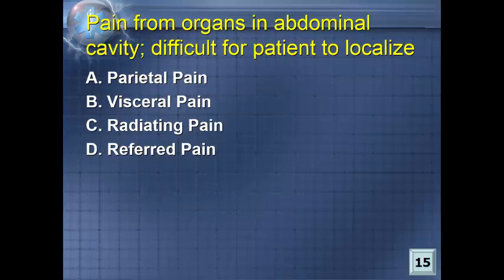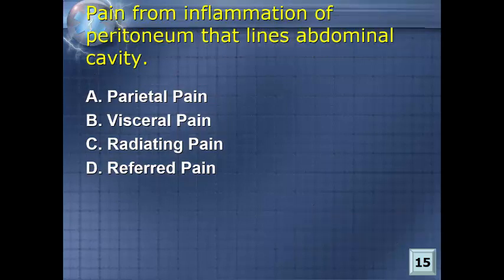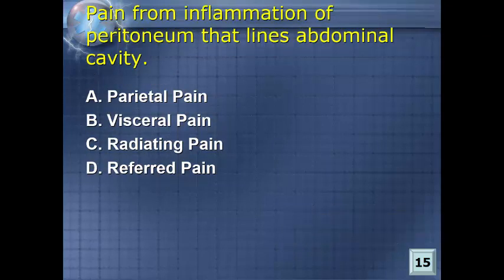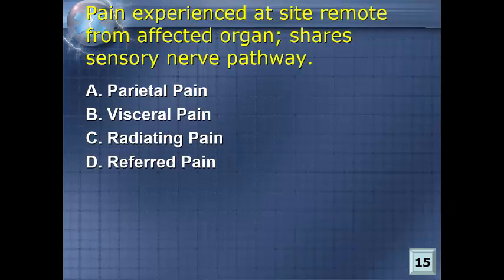Alright, so a pain from an organ that is in the abdominal cavity that's difficult for the patient to localize. What do you think it is? If you answered visceral pain, you are correct. Alright, the pain from inflammation of the peritoneum that lines the abdominal cavity. What do you think that one is? If you answered parietal, you are also correct there. Alright, pain experienced at a site remote from the affected organ that shares a sensory nerve pathway. What do you think it is? It is going to be referred pain.